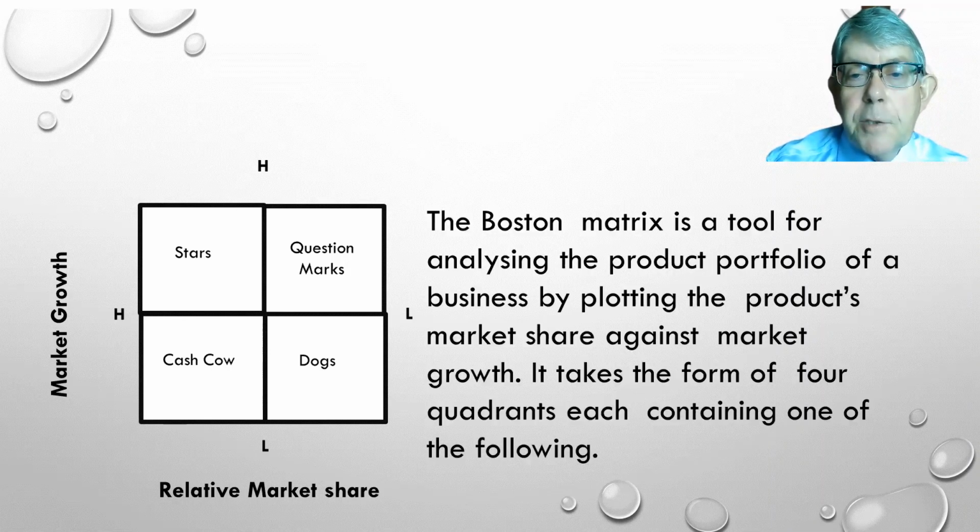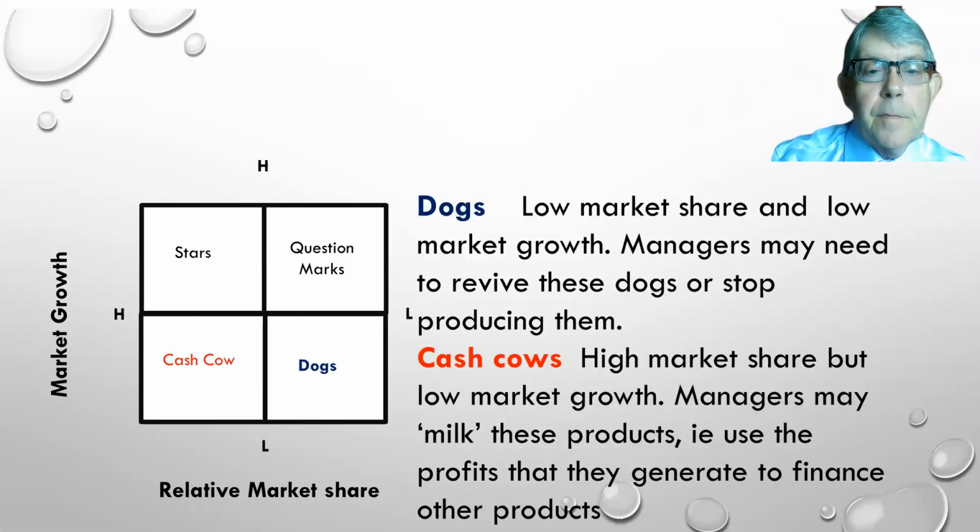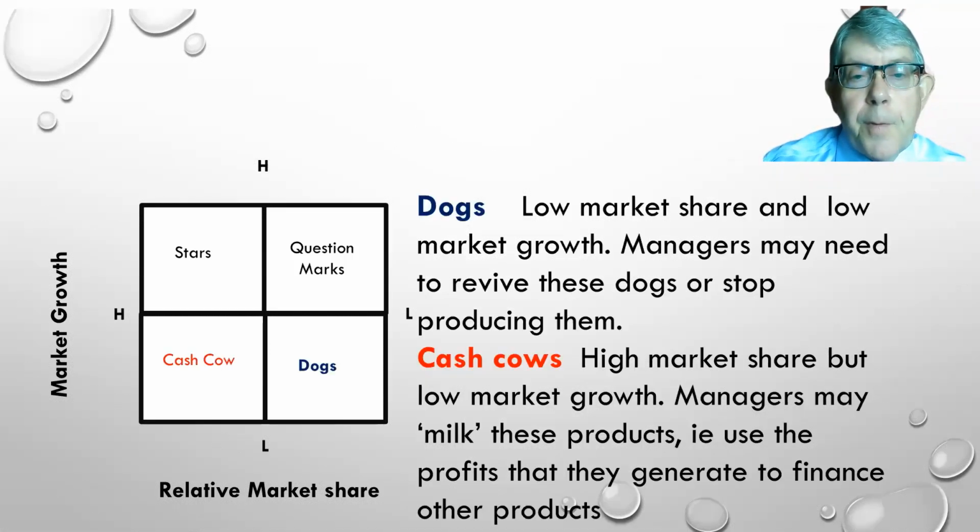This is the Boston matrix. It is a tool for analysing the product portfolio of a business by plotting the product's market share against market growth. It takes the form of 4 quadrants, each containing one of the following. So dogs, bottom right-hand corner, low market share and a low market growth. Managers may need to revive these dogs or to stop producing them altogether.